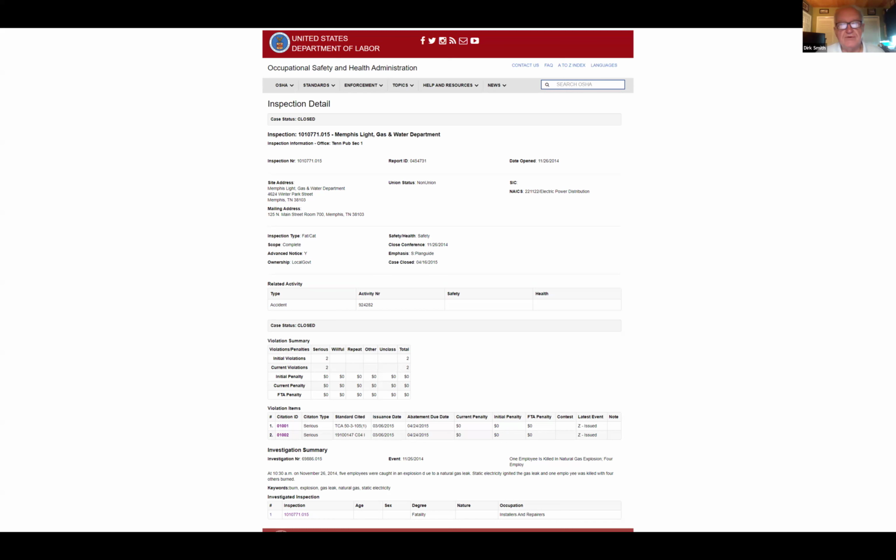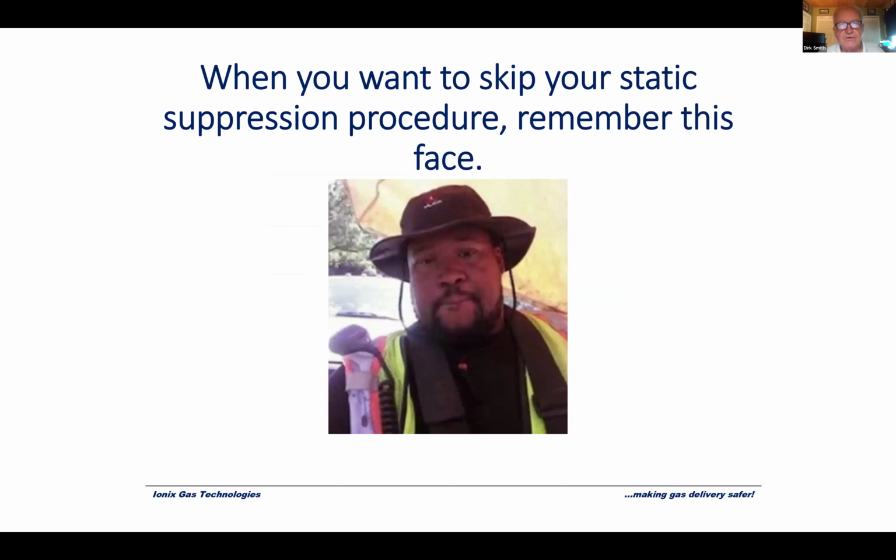Your procedures that you develop for those guys, it is important that you not only make these procedures and put them in effect, but you field audit them and make sure your guys follow them. I can't impress upon you how serious it is. Gas is very unforgiving of static electricity when mistakes are made. So if you're a guy in the field, I want you to remember this face. If you think you want to skip your static suppression procedure, you remember that face, and I want you to rethink your decision, because what we're talking about here is really serious. You need to follow your static suppression procedures when you're doing squeeze off.